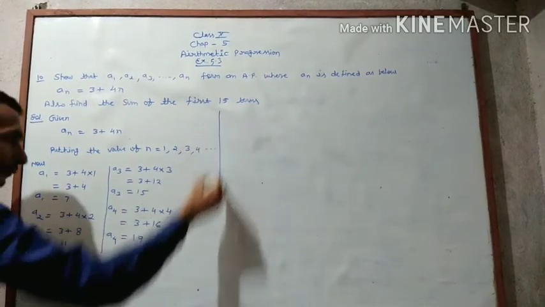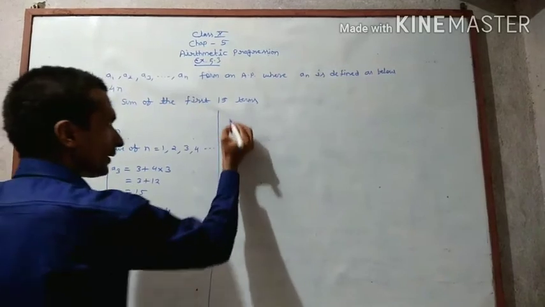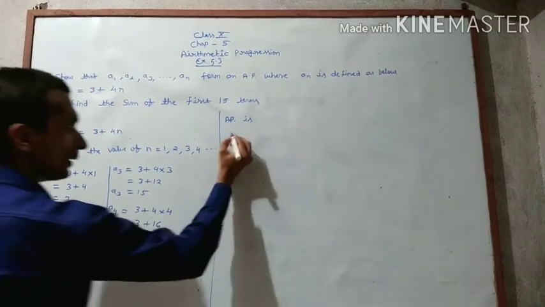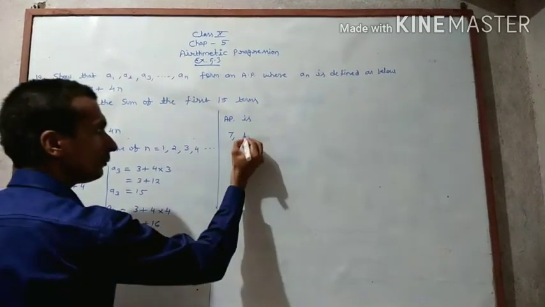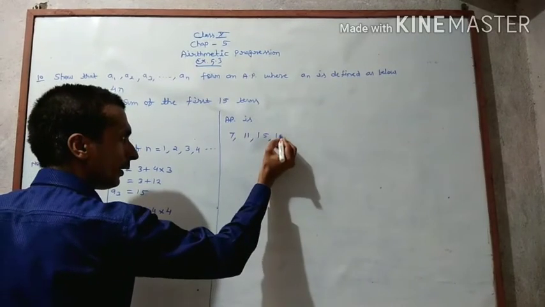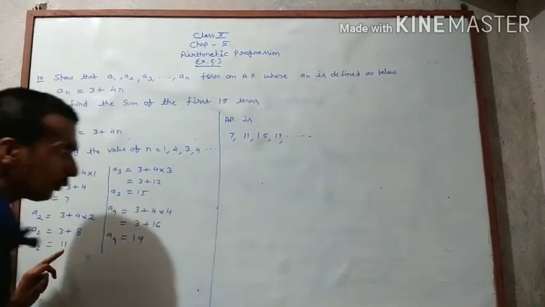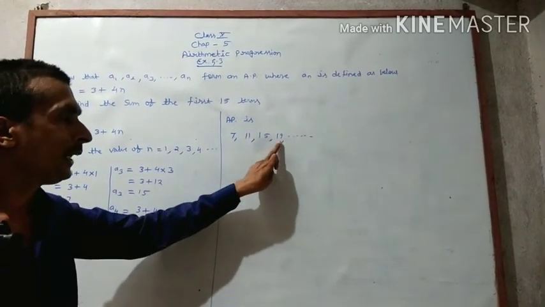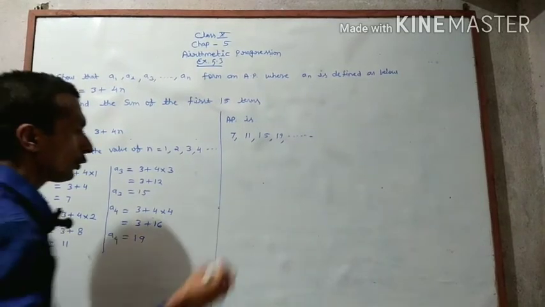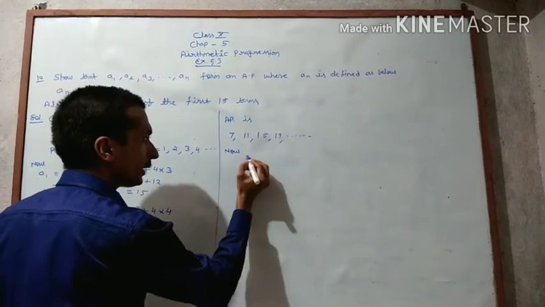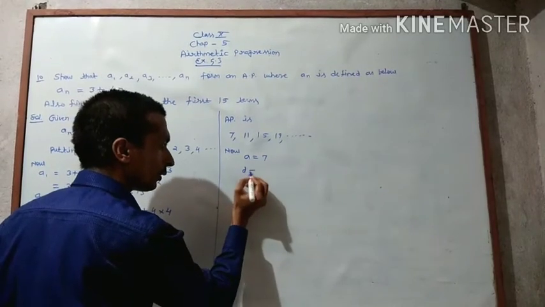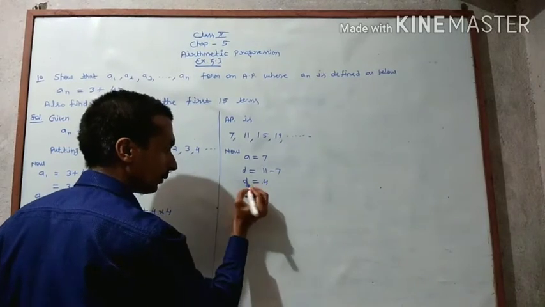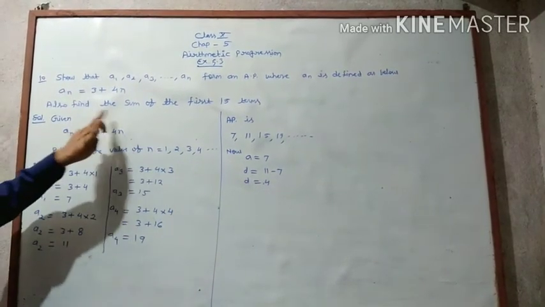So the series, that means the AP, is: the A1 value is 7, comma, next value is 11, and then 15, then 19, and so on. So we have already found the AP 7, 11, 15, and 19. Okay. So now a equal to 7 and d equal to second value minus first, so 11 minus 7. How much is it? 4, d.